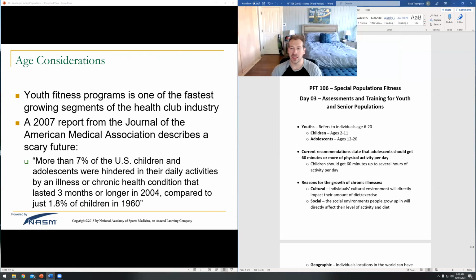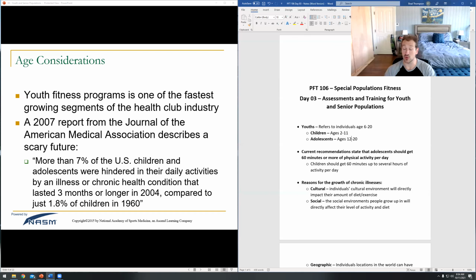So anyway, talking about a youth program, obviously there are going to be some training adjustments that we need to make here. Just giving you a couple of fun statistics about the youth stuff that we've talked about before. Youth fitness is actually one of the fastest growing segments in health clubs in general, which is really great because that means that if you are interested in working with youths, there's a lot of business in that.